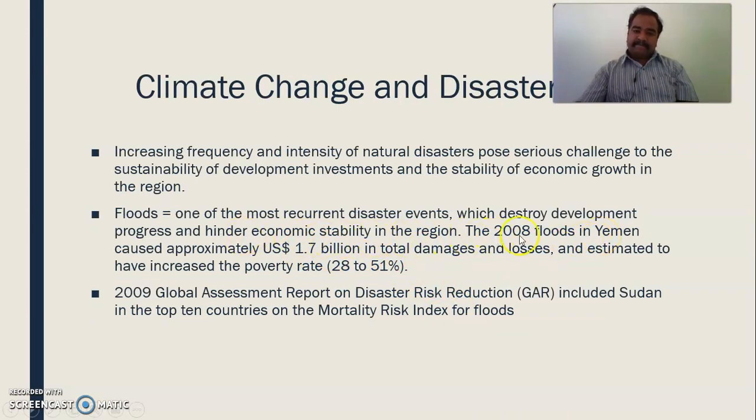See the second point here. Floods are one of the most recurrent disaster events, which destroy development progress and also hinder economic stability in that particular region. See the 2008 floods in Yemen. They resulted in nearly $1.7 billion in damage. See the poverty rate: it increased from 28 to 51%. This is all because of climatic change. If the climate worsens and the temperature rises, there will be more cyclones and more flooding. See the damages being incurred by these countries which are majorly dependent upon the seas.